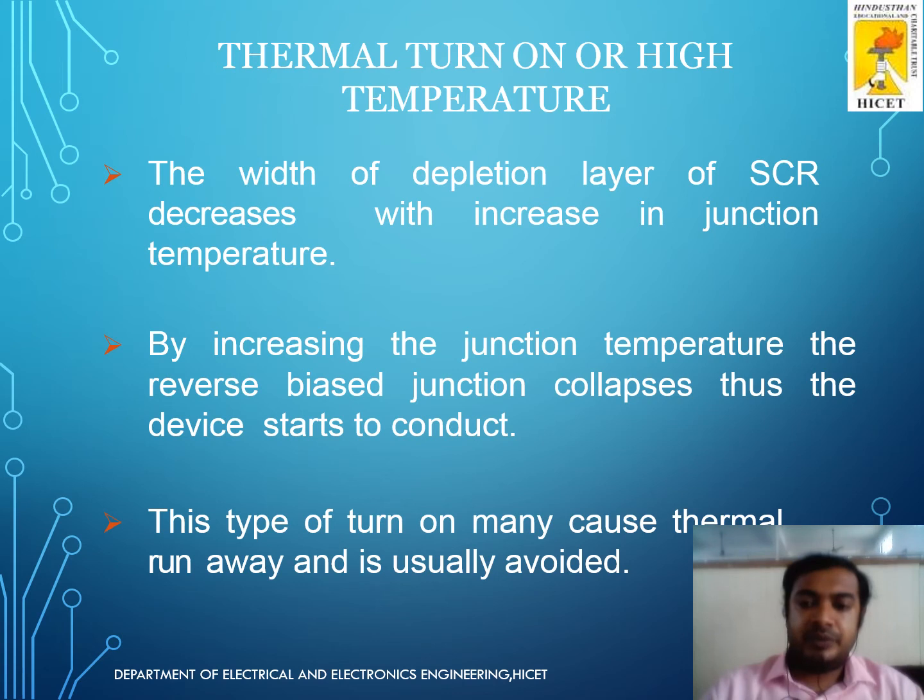If you break down J2, then the device comes to the conduction mode. So the ultimate aim to bring the SCR from forward blocking mode to forward conduction mode is the collapse of the junction J2. That can be achieved by means of the thermal turn on or high temperature triggering method. This method of turn on may cause thermal runaway and is usually avoided.